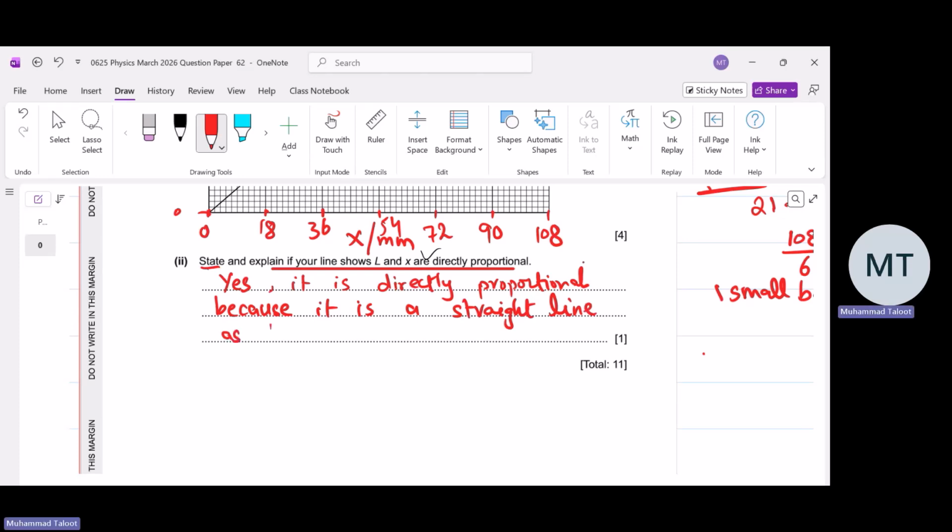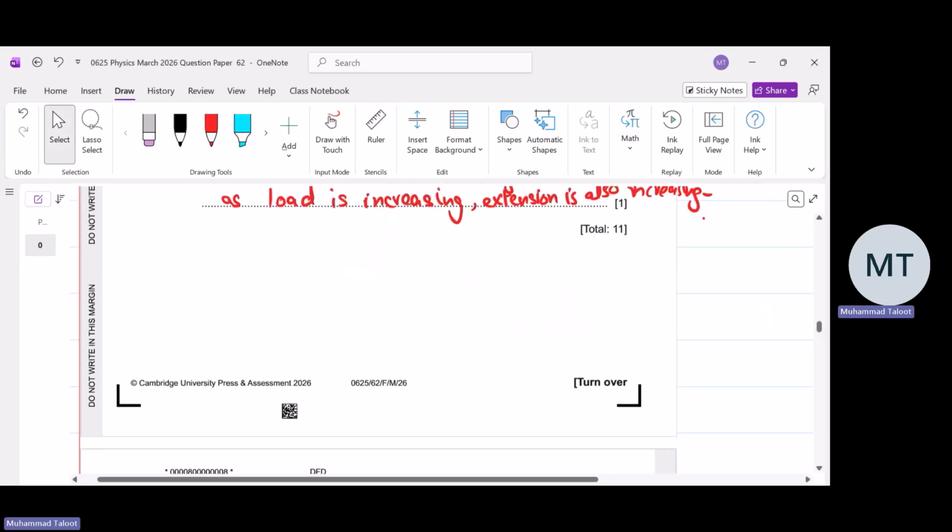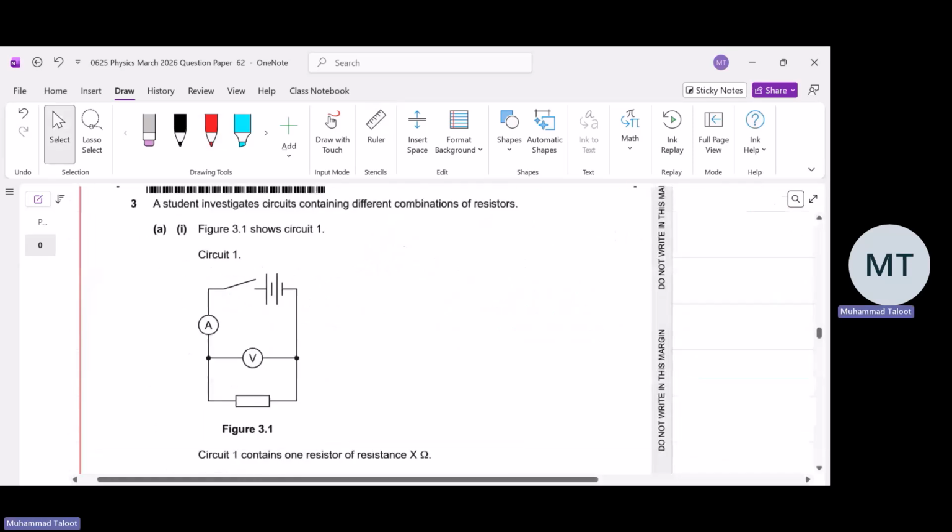As load is increasing, extension is also increasing. If your reason is correct, then you will get the marks, otherwise you will not get the marks. So by the way, we are done with this big question, a 10 or 11 marks question.